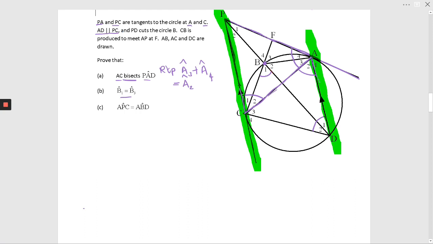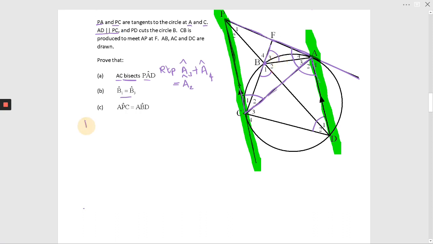What else could B1 be equal to? Well, if I can't see anything just yet, let's see if I can find out what B3 is equal to. So B3 is an exterior angle of a cyclic quad. B3 would be equal to the interior opposite. It is the exterior angle of the cyclic quad because it is the side of the cyclic quad BC. It's extending that line. So B3 equals D1 and 2. Okay, so we've actually already proven it.